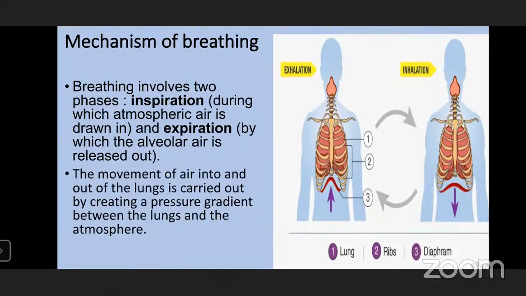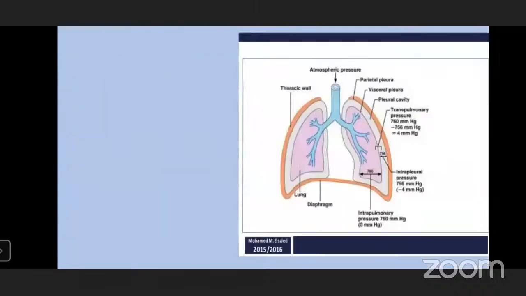So movement of air into and out of the lungs is carried out by creating a pressure gradient between the lungs and the atmosphere. So here a pressure gradient is created in the lungs and the atmospheric air. And how that pressure gradient is created, we are going to see here.